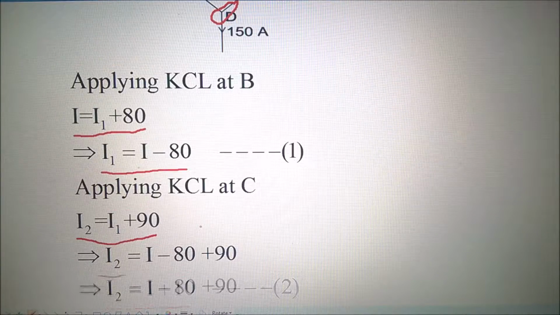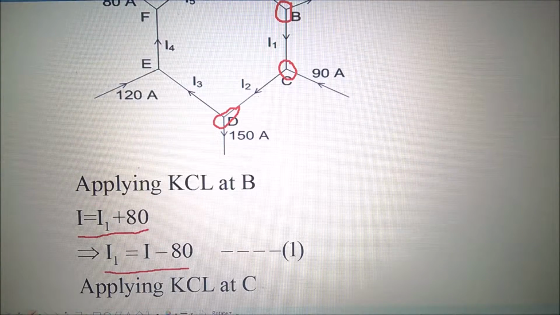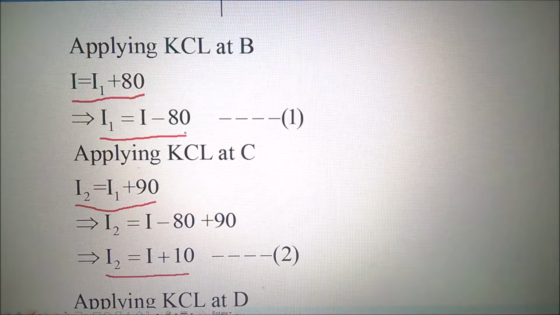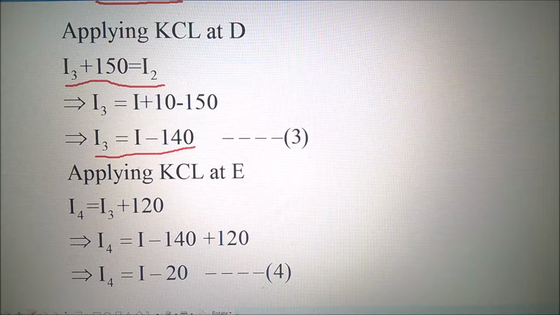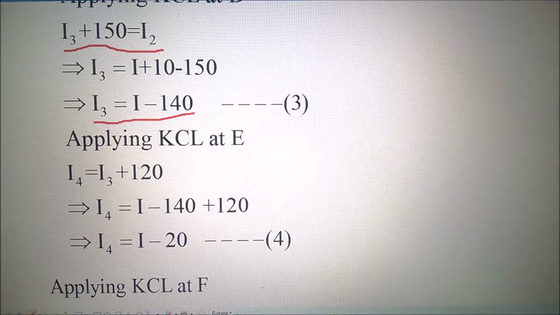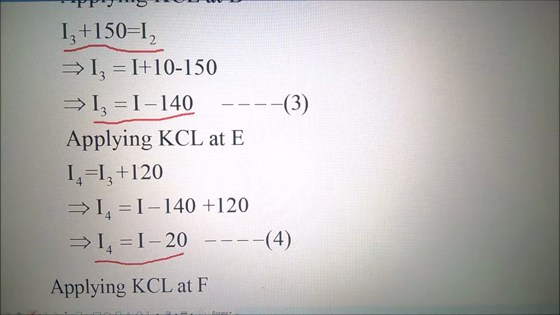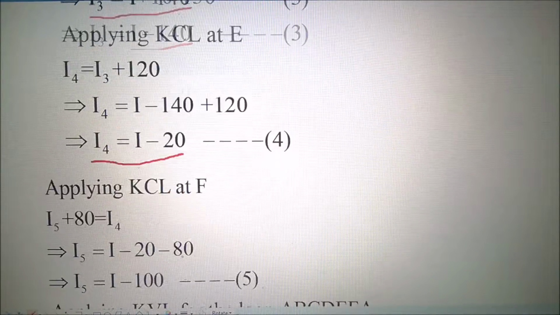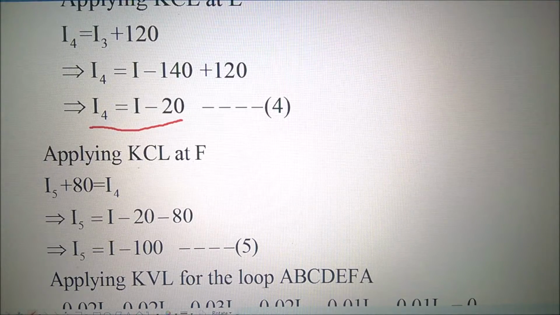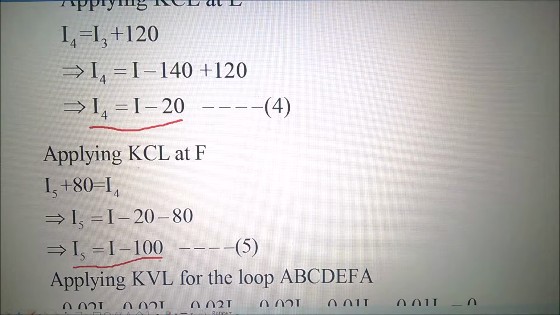Now we'll apply Kirchhoff's current law at E, and we'll get I4 in terms of I. And lastly, applying Kirchhoff's law at F, we'll get I5 in terms of I. Now you can see all the branch currents are converted into terms of I.